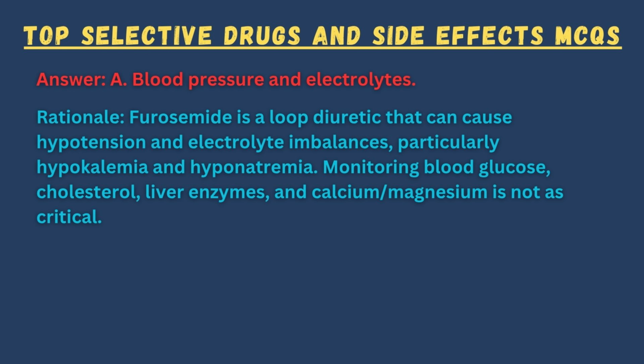Answer: A. Blood pressure and electrolytes. Rationale: furosemide is a loop diuretic that can cause hypotension and electrolyte imbalances, particularly hypokalemia and hyponatremia. Monitoring blood glucose, cholesterol, liver enzymes, and calcium or magnesium is not as critical.